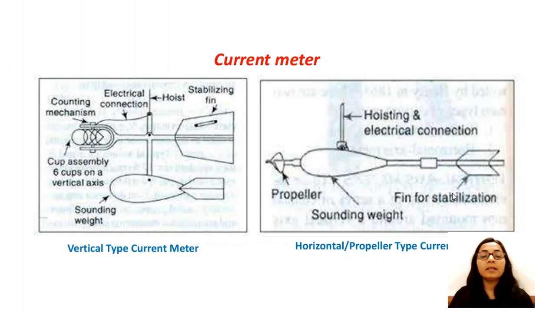We will see the current meters one by one. The first one is the vertical current meter. In vertical type current meters, the cups are mounted on a vertical axis. This current meter consists of an electric connection, a hoist, a stabilization fin, and a sounding weight, which provide stability to the instrument. This is the 6-cup assembly, which is the rotating element we were talking about, and this one is the counting mechanism.